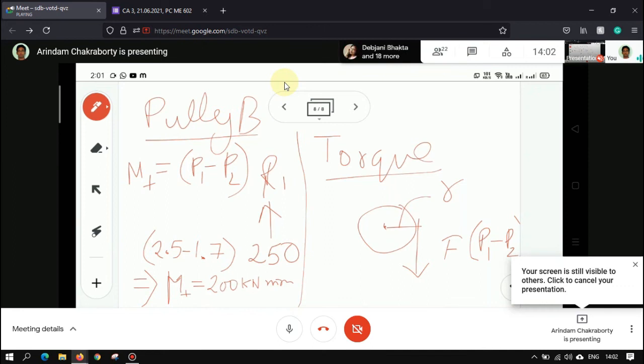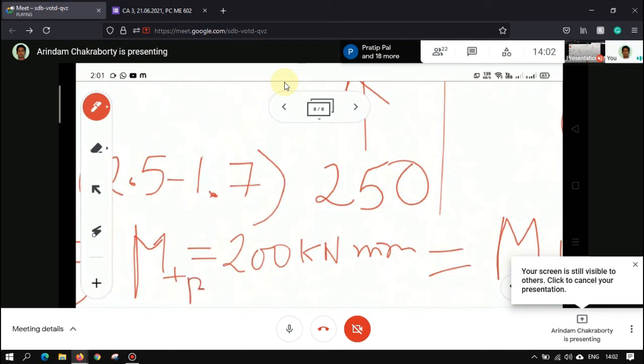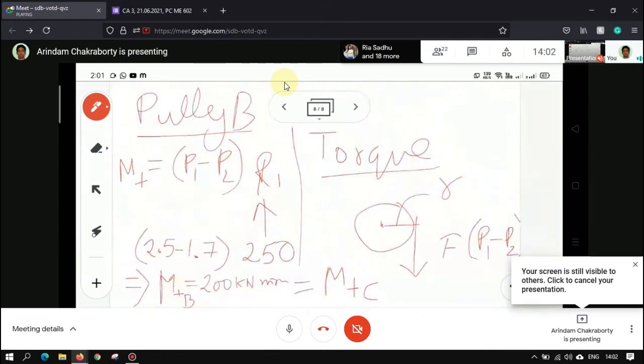Okay, that's what I did. Now, as we have assumed, the torque at pulley B is the same as the torque at pulley C. So I can write MTB is equal to MTC. Is that clear?